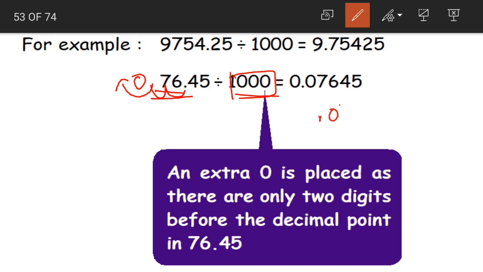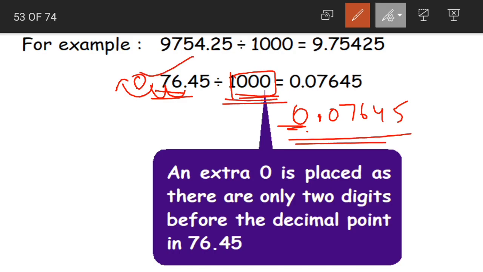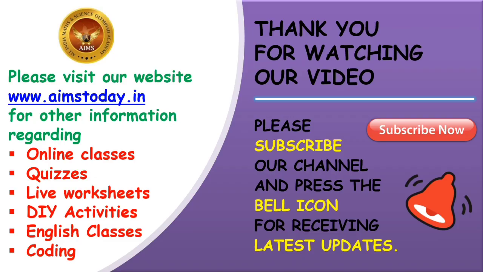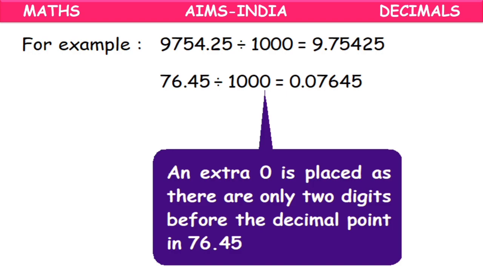So 0.07645, and we are having nothing in the whole number part, so we can place a 0. 76.45 divided by 1000 gives us the quotient 0.07645. Understood, children? I hope the division and multiplication of decimal numbers is clear for you.